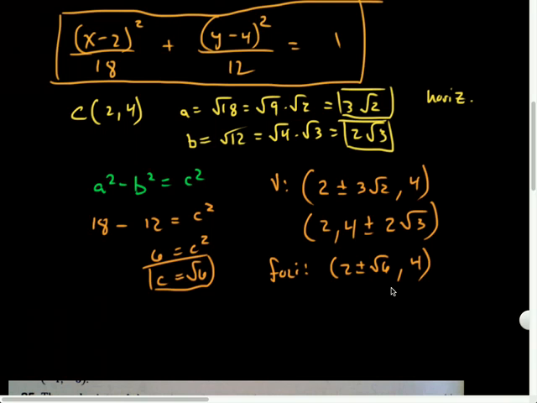Did they want a graph? No, they didn't. Oh, they did. Oh, blast. Oh, bother.